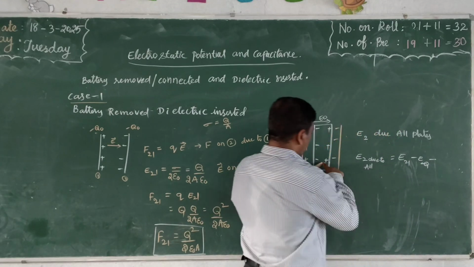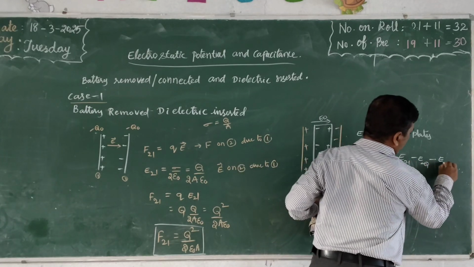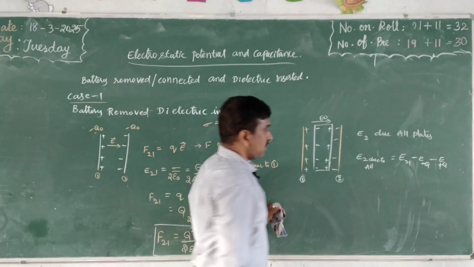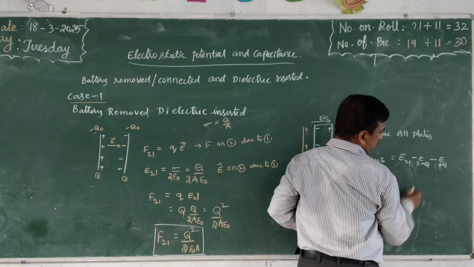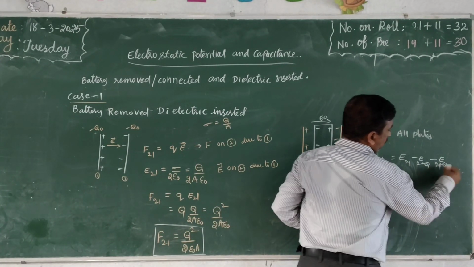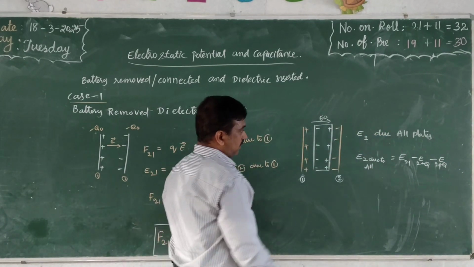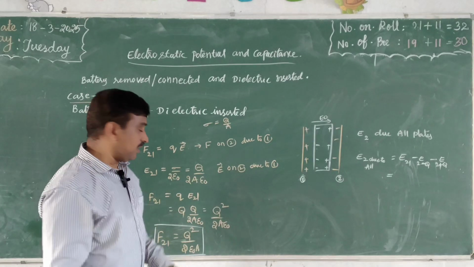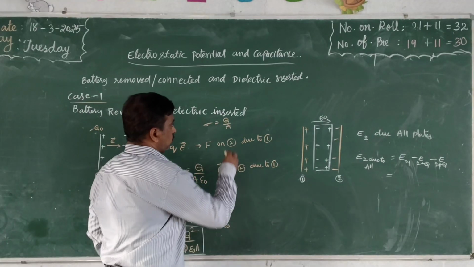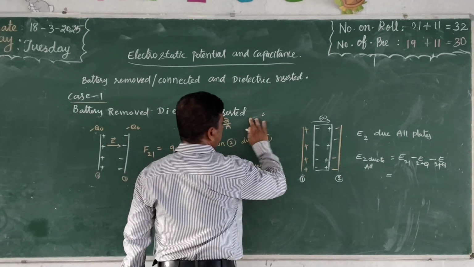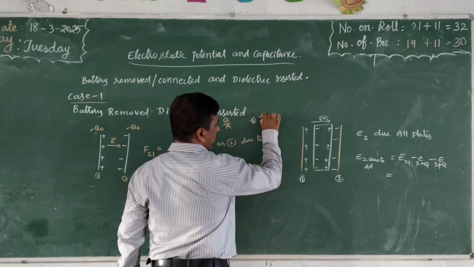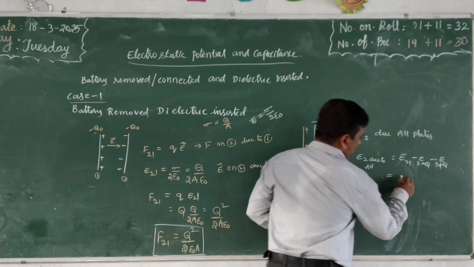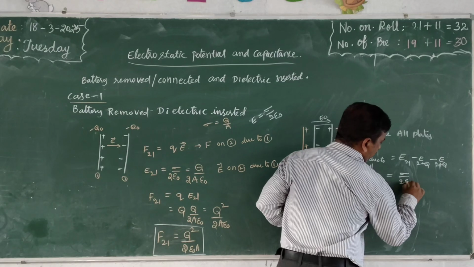What is the electric field due to plus q? That is the electric field on the second plate due to plus q. Electric field on plate 2 due to minus q, and electric field on plate 2 due to plus q. We can write the electric field due to a single plate. Electric field due to a single plate equals sigma by 2 epsilon naught.